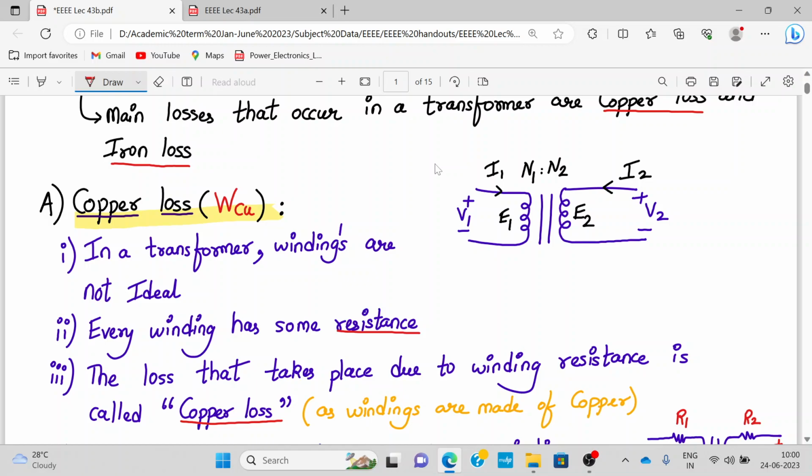So copper loss, also called WCU, okay. A transformer's windings are not ideal. In a practical transformer, the windings are not ideal. Every winding has a resistance. So you see these two windings, primary winding and secondary winding. These windings have small resistances. This will have small resistance. This will have some resistance. That is called winding resistance.